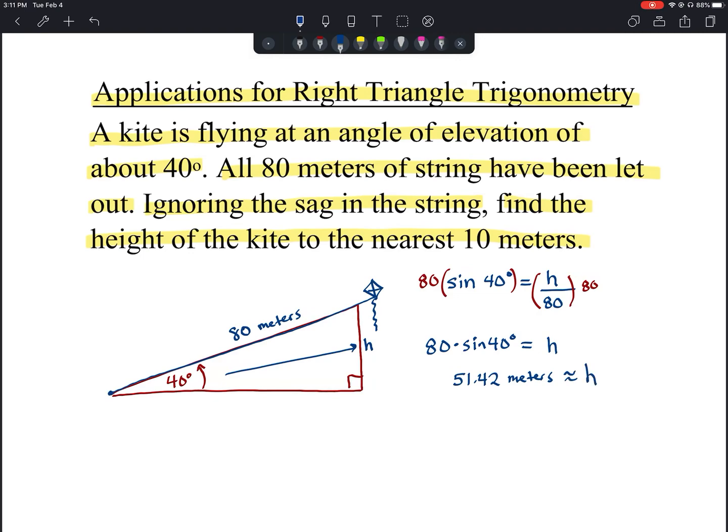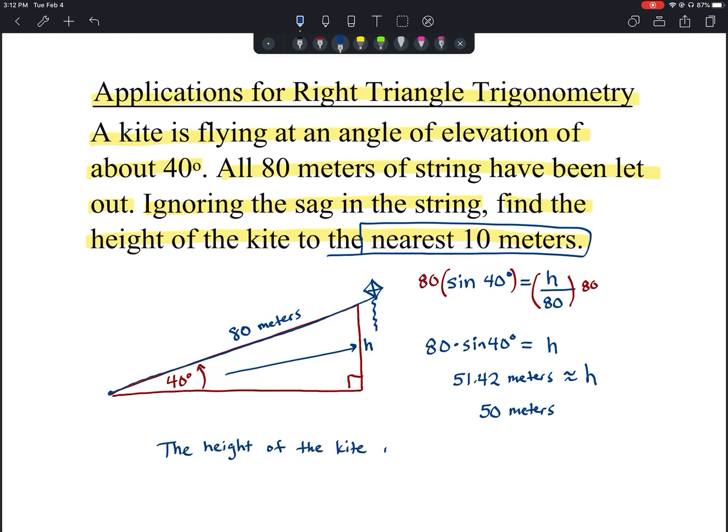Now this is saying that we want to round it to the nearest 10 meters. So if we're asked to round to the nearest 10 meters, that means this answer is going to be approximately 50 meters in the air. So since they gave us the problem in words, we'll actually answer in words. We'll say the height of the kite is approximately 50 meters in the air.